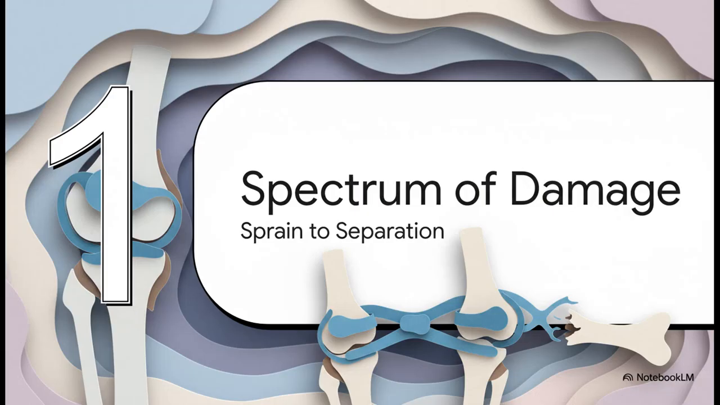To really answer that question, you need to think about these injuries as being on a spectrum. It's not three totally separate things, but more of a continuum of increasing damage and increasing joint instability. It all starts with a sprain and goes all the way up to a complete separation.